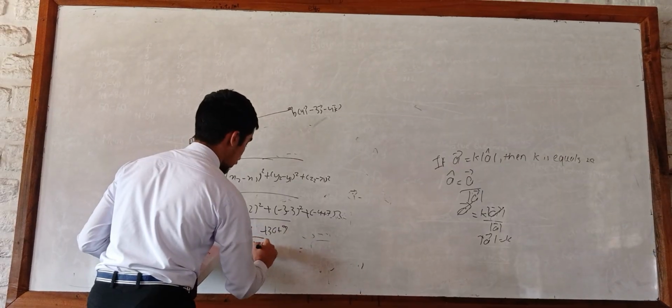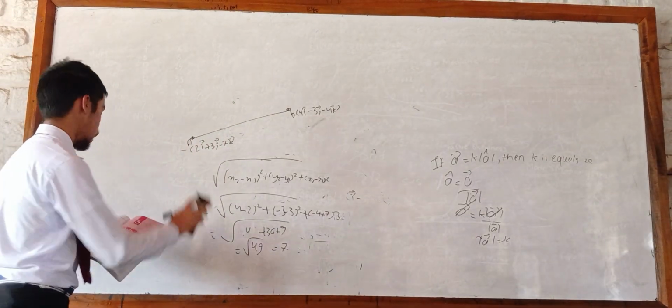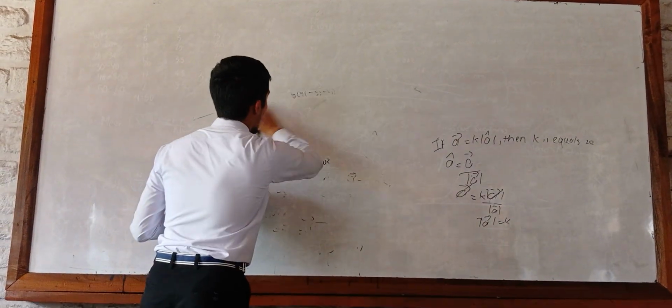It will be under root 49, which will give us answer 7, which is our option number D. Now we have another question.